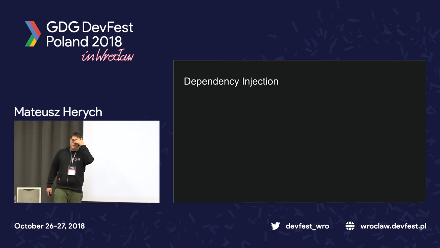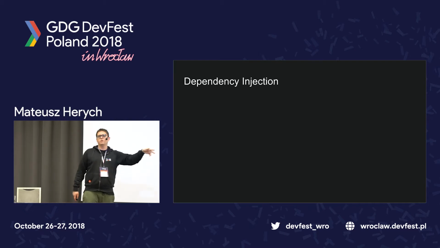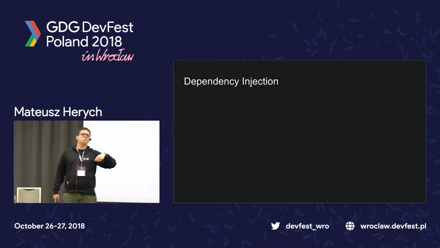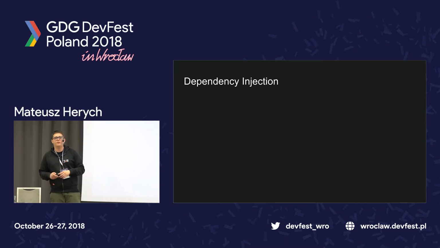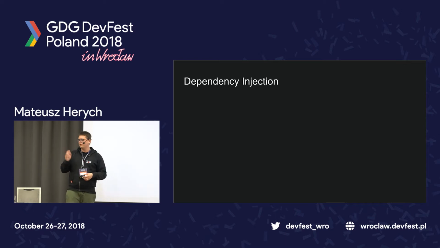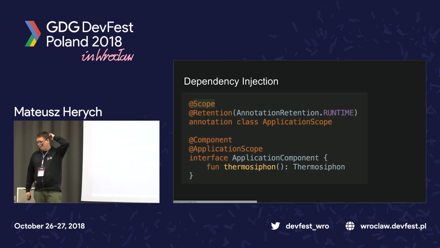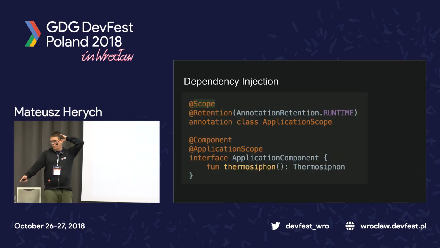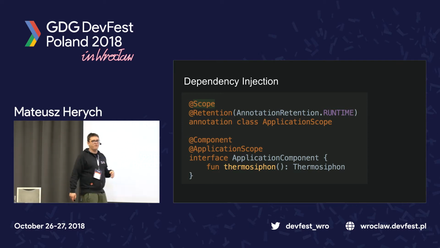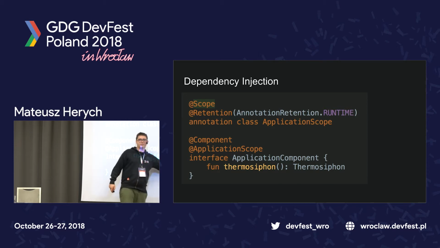So for dependency injection, this works as well. The use case being, you have some singletons within the app, I don't know, like a database or OkHttp or whatever. You have them defined. We use Dagger. I think the problem will be similar for other dependency injection or IoC containers, maybe even easier to solve than with Dagger. So you have this application component, and it exposes some singleton thermosiphon. You know what a thermosiphon is?